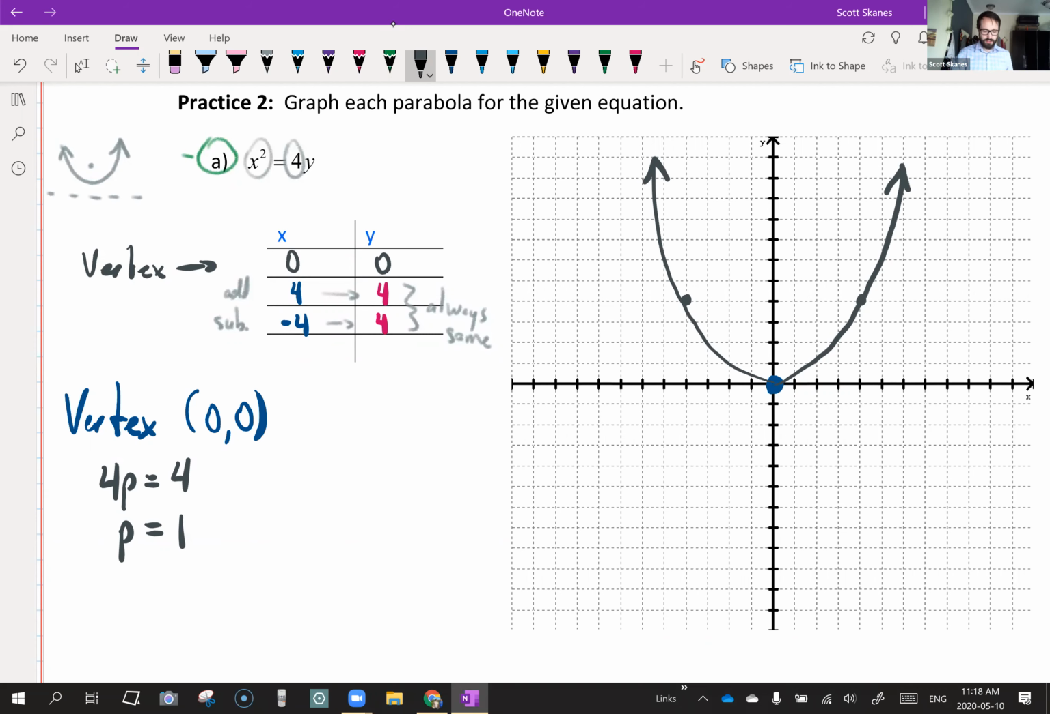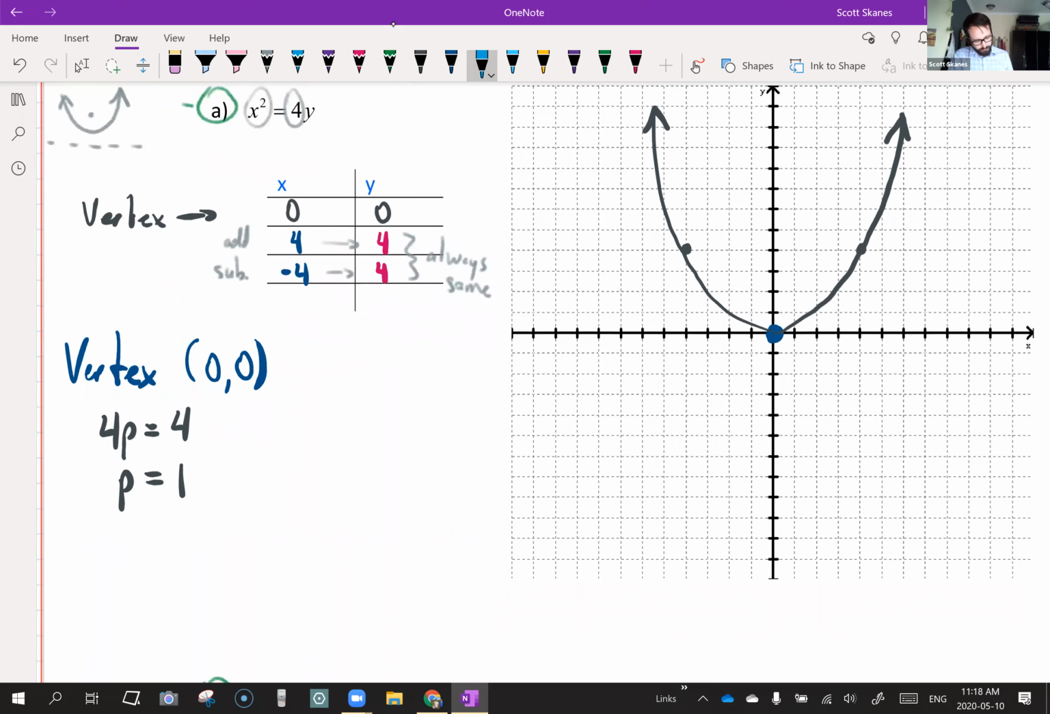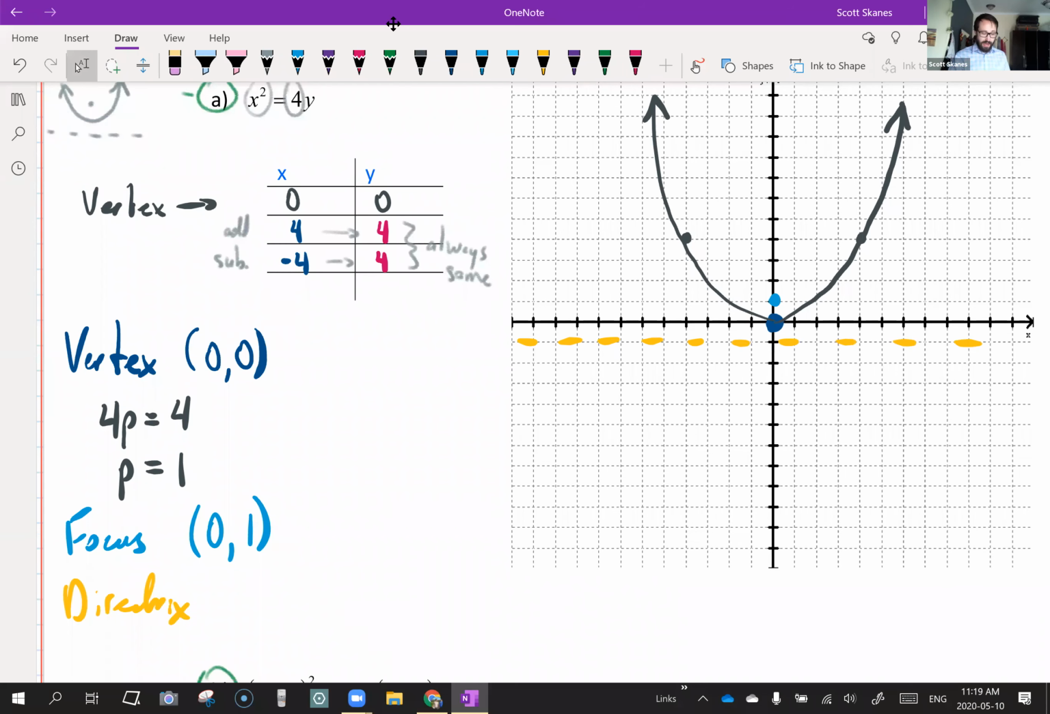And now we have our points. We still need to put in our focus and directrix, but that's the easy part. The focus, we just go up by 1. So Abdul already had that. And the directrix, we already know we go down from the vertex by 1. So the directrix is not a point. The directrix is going to be the line y equals -1.